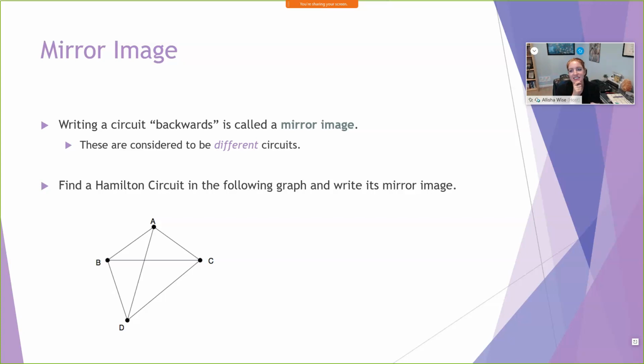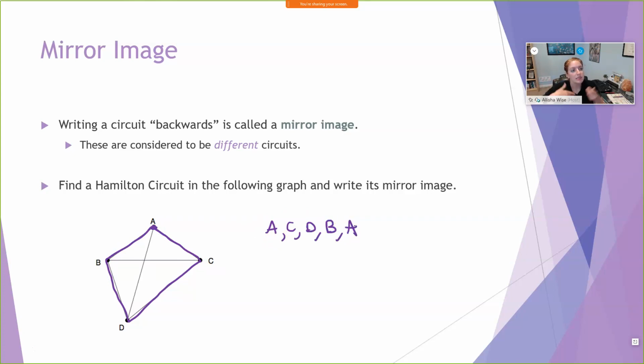Those are mirror images. These mirror images are considered to be different circuits, okay, different Hamilton circuits. So we're going to illustrate that again. We're going to find a Hamilton circuit in the following graph and write its mirror image. So I'm going to go real basic here. I'm going to start with A and just write A, C, D, B, A.